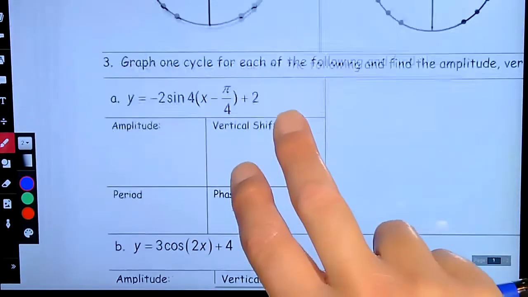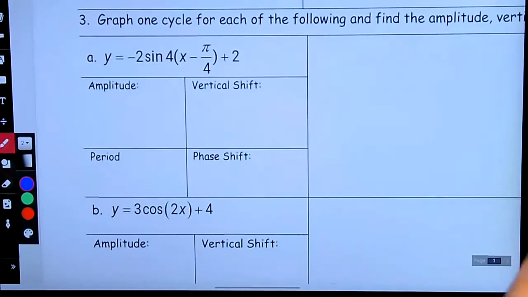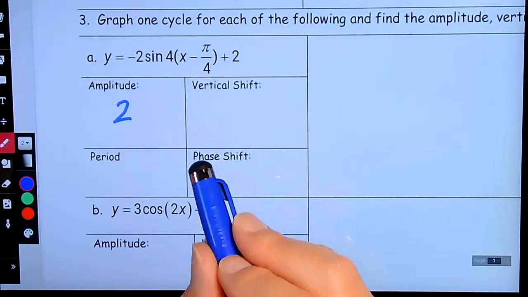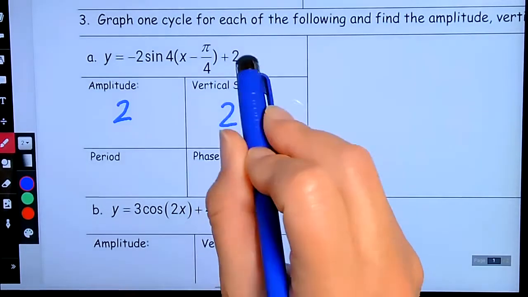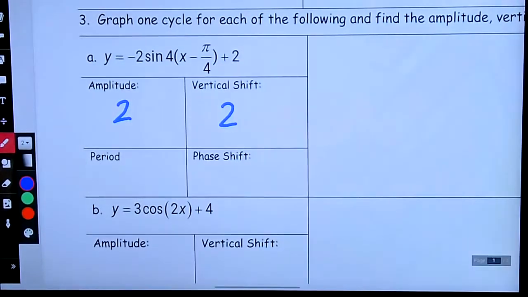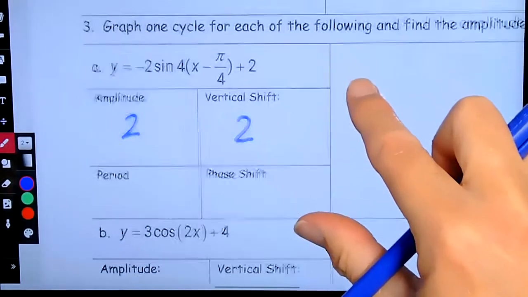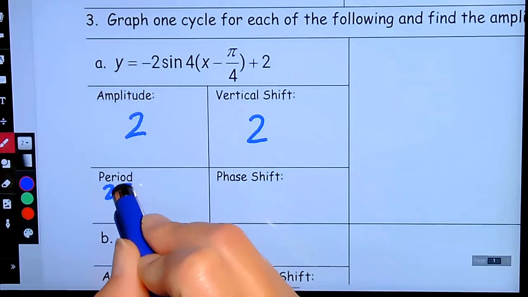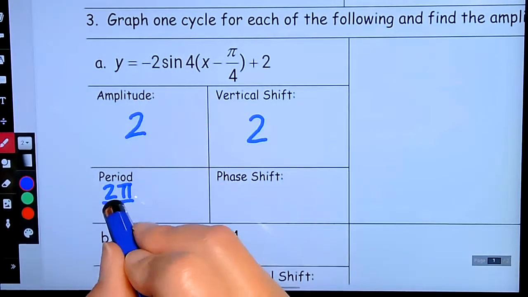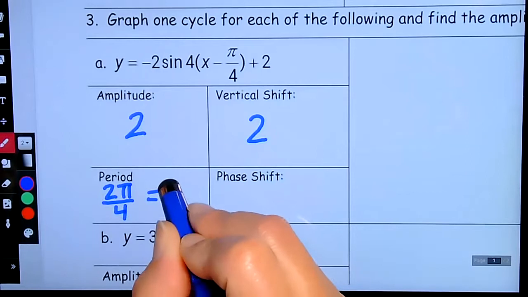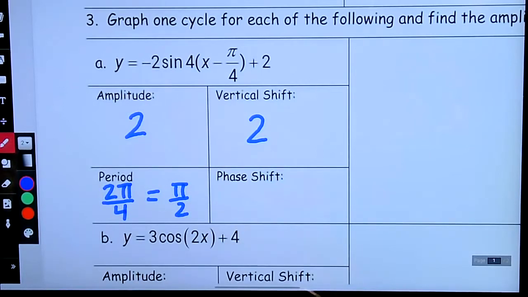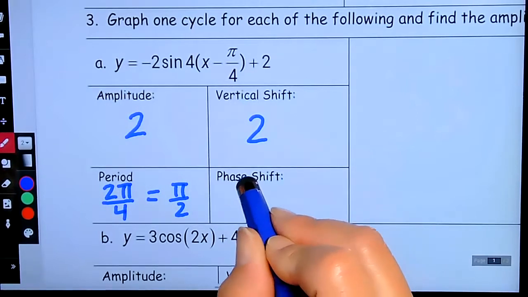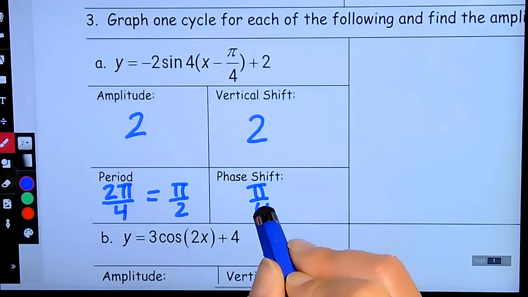These ones are the graphs. Okay, so the amplitude, take the absolute value of it too, but pay attention to the negative when we're graphing. Our vertical shift is this +2 right here. My period for this is going to be 2 pi over b, and my b is 4. So it's 2 pi fourths, which is the same as pi halves. My phase shift is what makes x minus pi fourths 0, which is pi fourths.